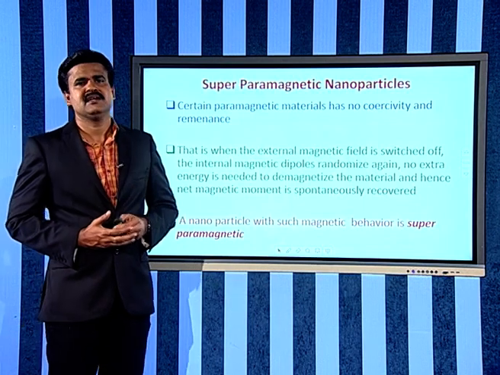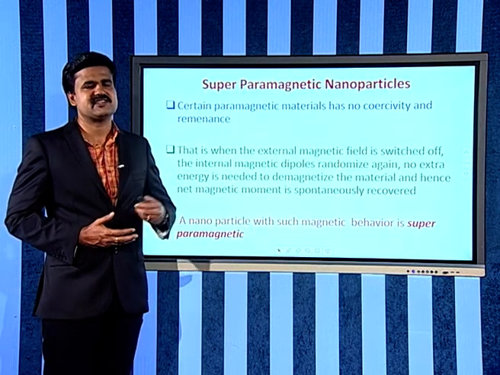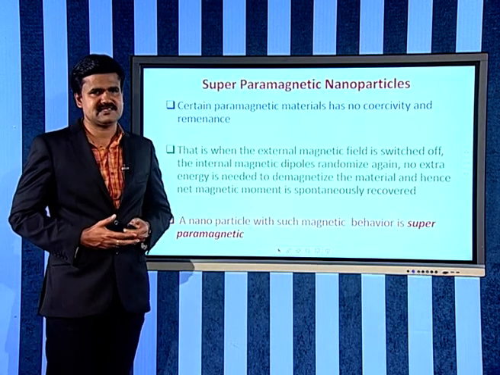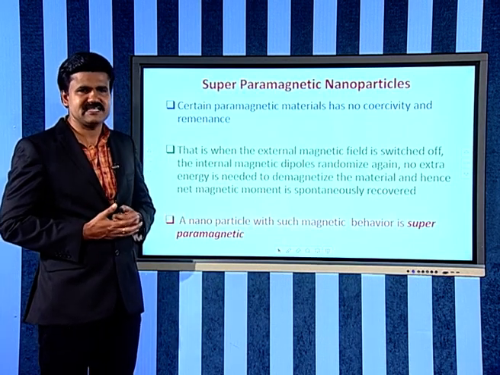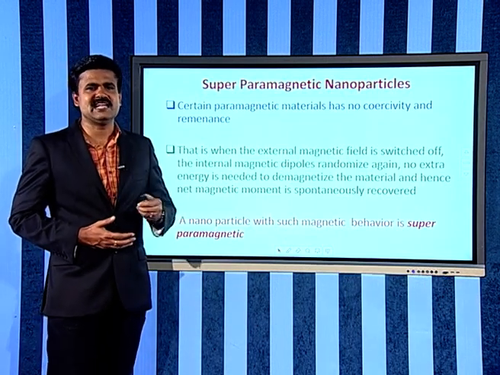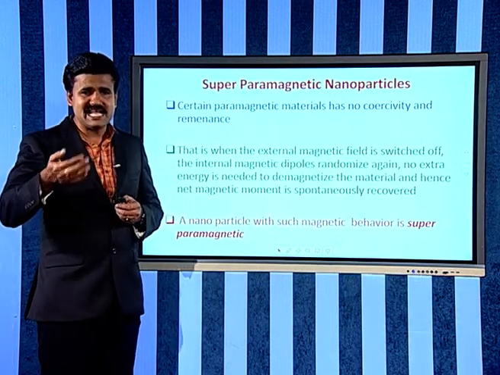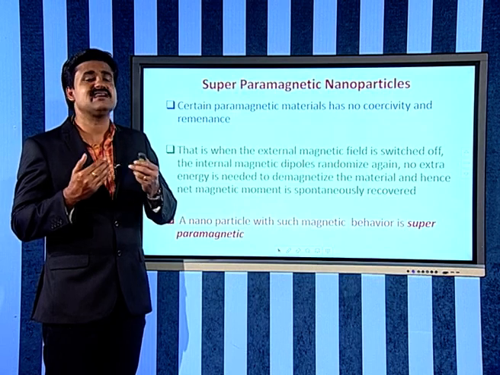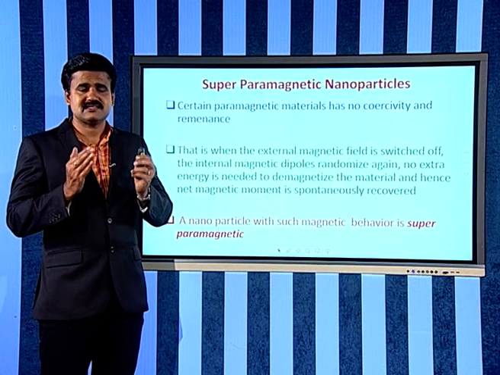Superparamagnetic nanoparticles. These are a more important type of nanoparticle as far as their applications are concerned. Certain magnetic materials have no coercivity and remanence. Such magnetic materials, as I already mentioned, are said to be superparamagnetic materials. That is, when an external magnetic field is switched off, the internal magnetic dipoles randomize again. No extra energy is needed to demagnetize the material, and hence the net magnetic moment is spontaneously recovered. A nanoparticle with such magnetic behavior is superparamagnetic.